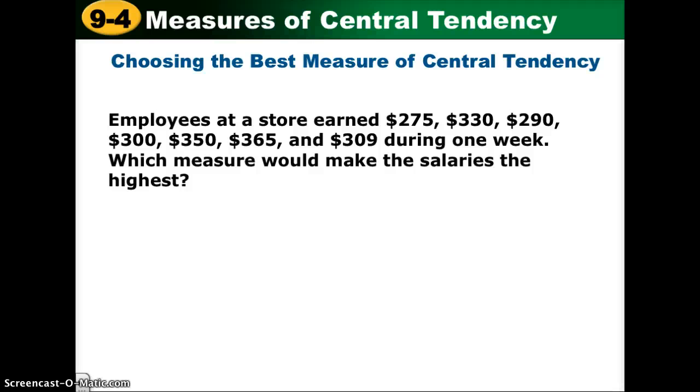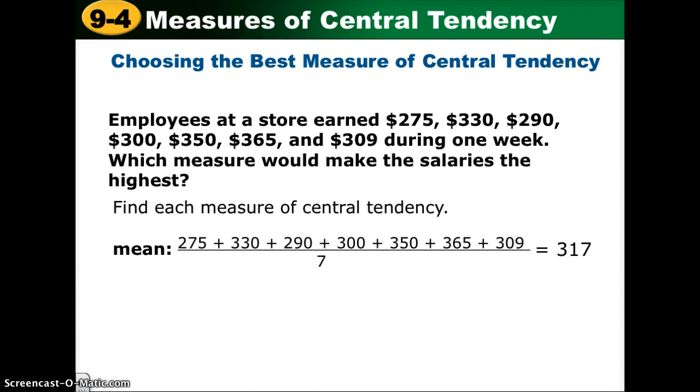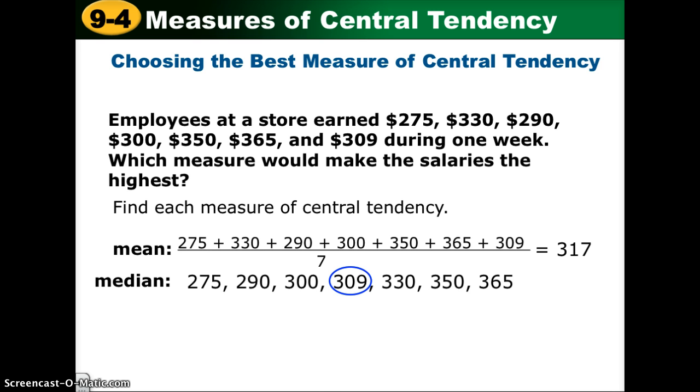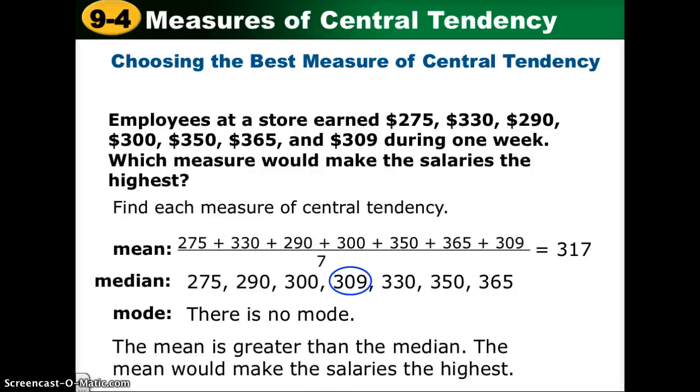If you look through those values, it doesn't really look like there's much of an outlier. So if we find each one, 317, 309, and there's no mode. Now that we have all options, when we're looking to which one would make it the highest, we would choose the mean because it's 317 where the median is 309. The mean is greater than the median, so it would make the salaries the highest.